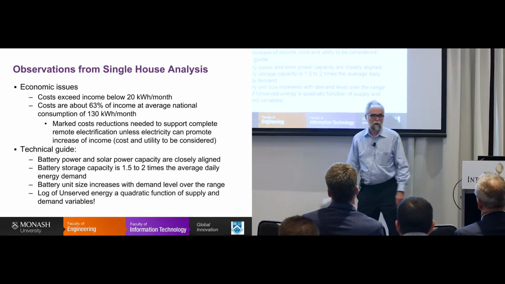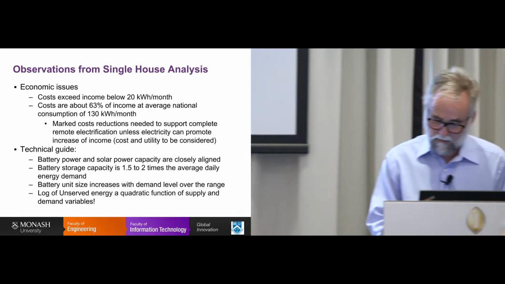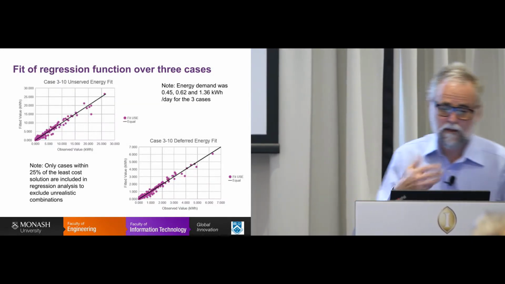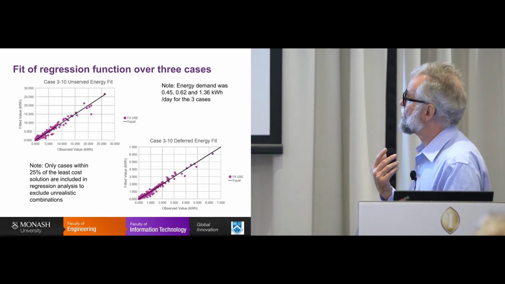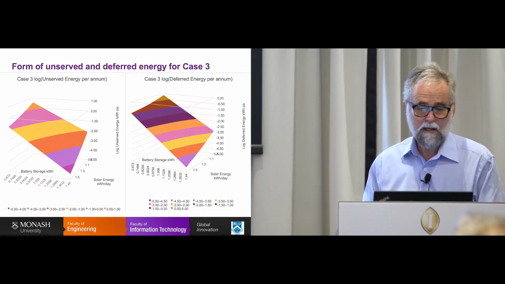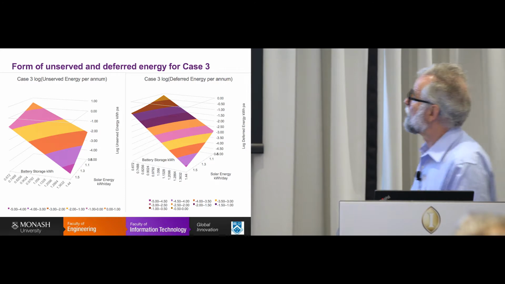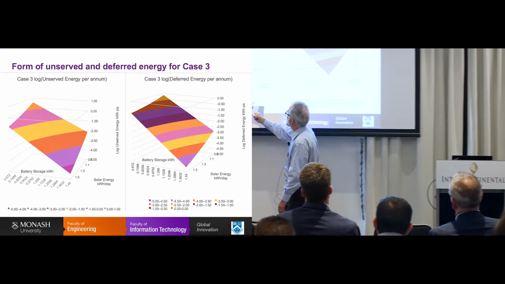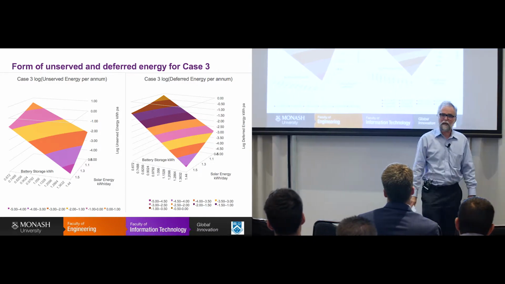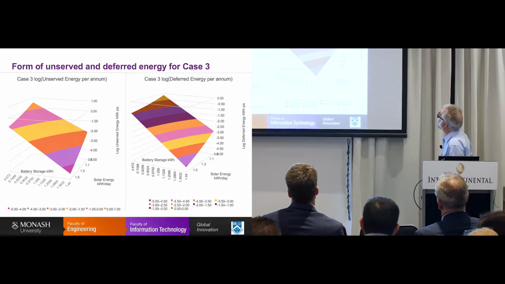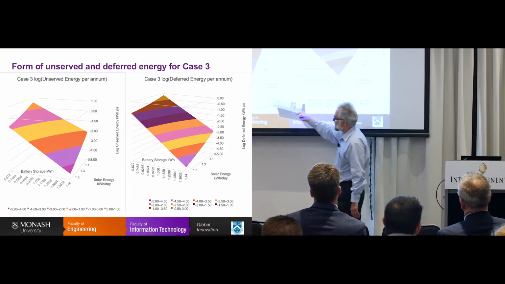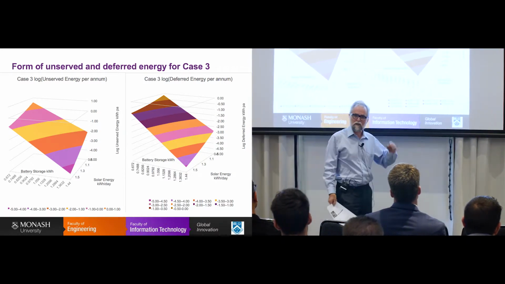But interestingly, the log of the unserved energy had a very simple characteristic. I found a regression equation for the log of the unserved energy, which closely modelled all of the solutions. And interestingly, it's almost linear versus 2 parameters, the battery storage capacity in kilowatt hours and the average solar energy per day. For the deferred energy, it also had an almost linear characteristic. You can detect a slight amount of curvature in that function.